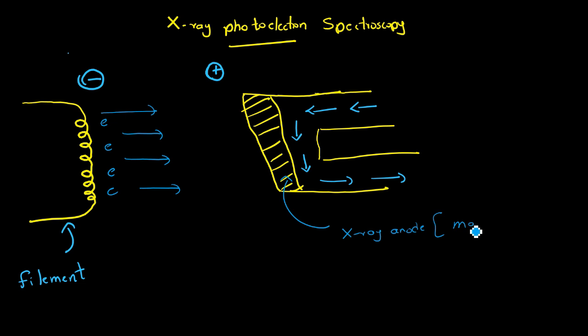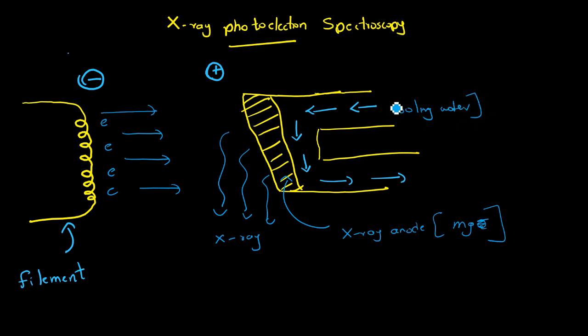Mostly it's magnesium. Oh no, sorry, not oxide, just magnesium. So what happens is, when these electrons impact this surface, the X-rays are released. The X-ray photons are going to be released. This is a very energy consuming process, right? So you need to cool this down. So we are going to introduce cooling water to make the process much more efficient.